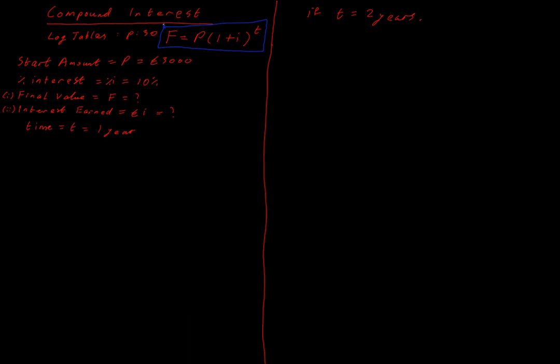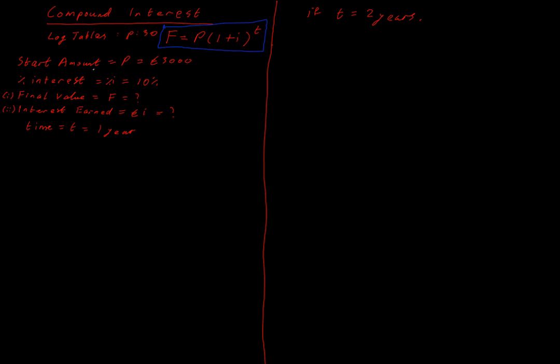Now, to do compound interest, we're going to use our log tables, so our formula tables that we're going to need in our exams. And page 30 of those tables has this formula here. F is equal to P multiplied by 1 plus I to the power of T. Now that looks very complicated and very unusual, but we are going to get very used to it very quickly. We're always going to do the same thing with it, so we're going to get very comfortable with it. So let's have a look at what all of these different letters mean.